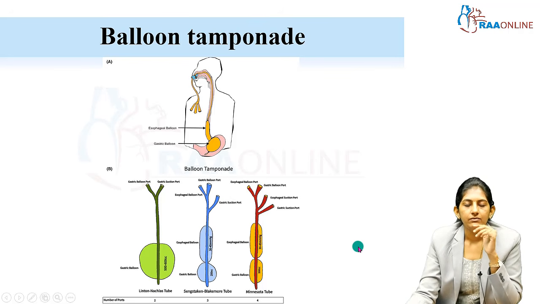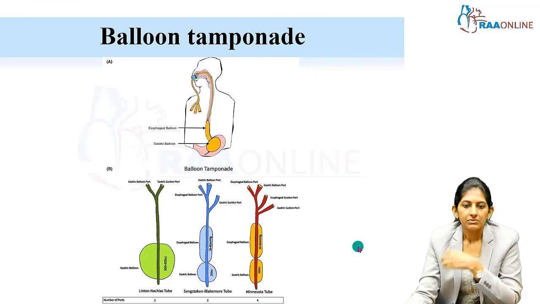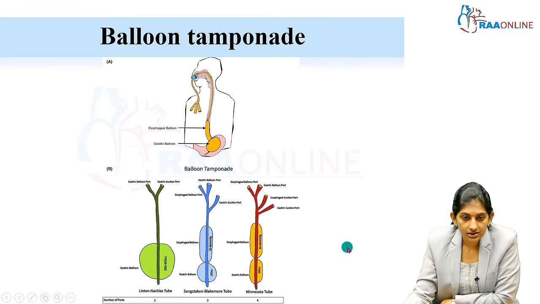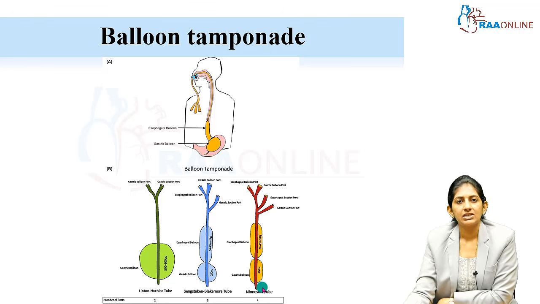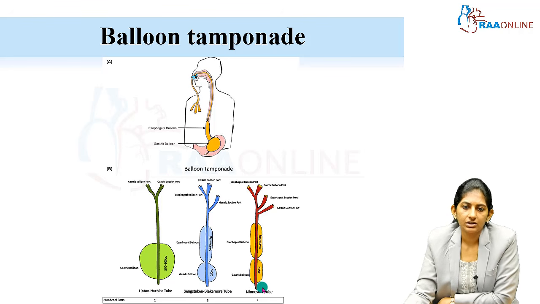Okay, yeah. So I have told about the balloon tamponade here. So balloon tamponade is again an emergency procedure. The Sengstaken-Blakemore tube or the Minnesota tube. So this is done in children only when there is severe rebleeding in the child.